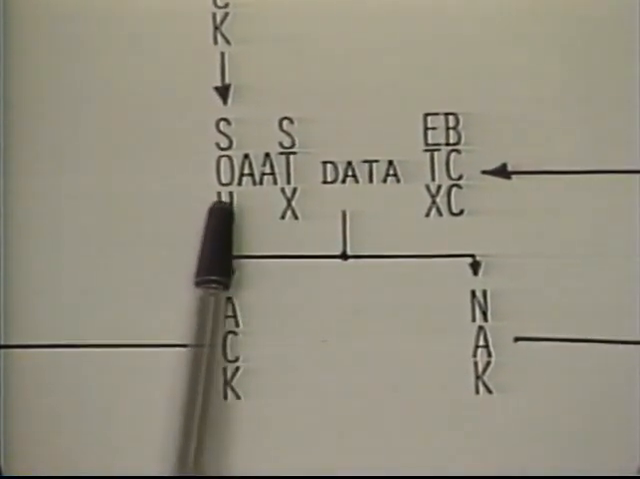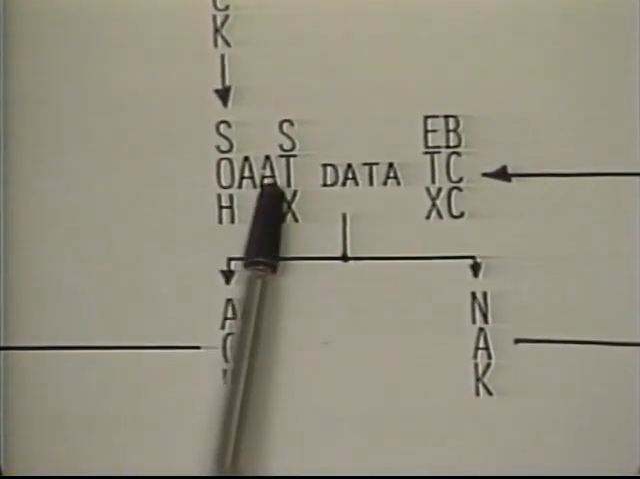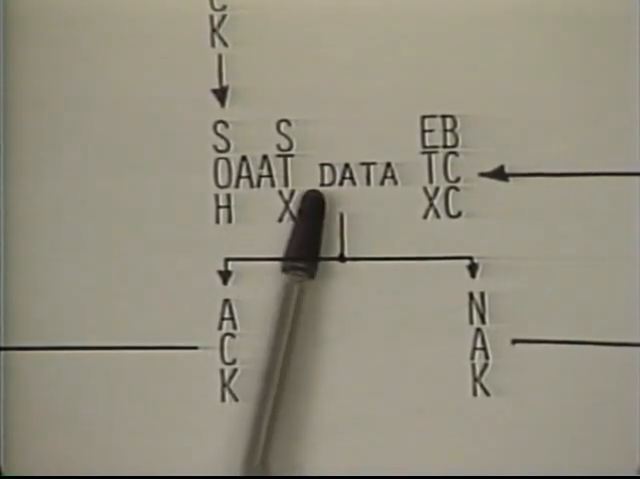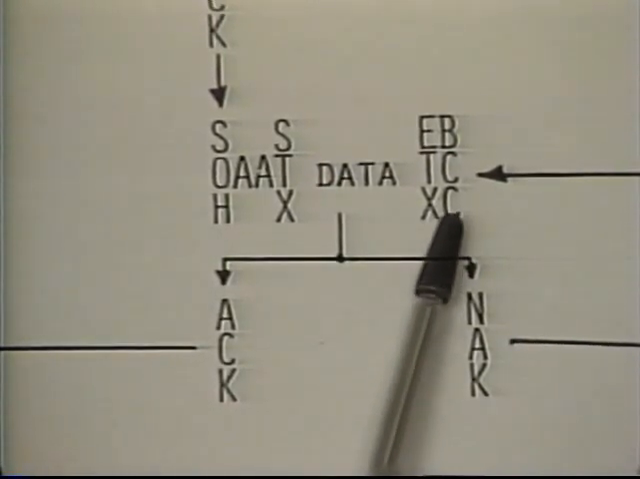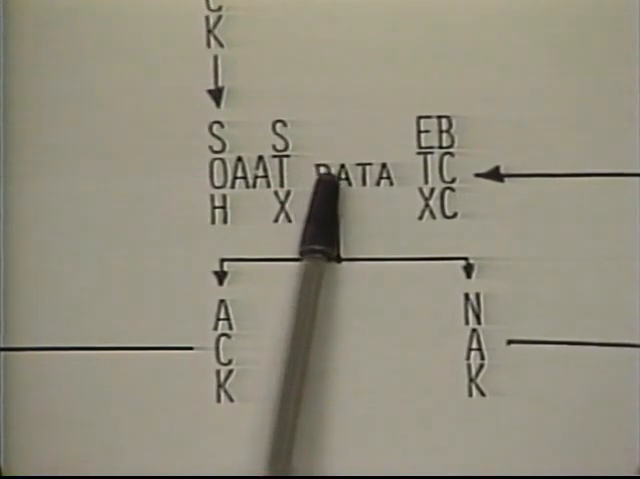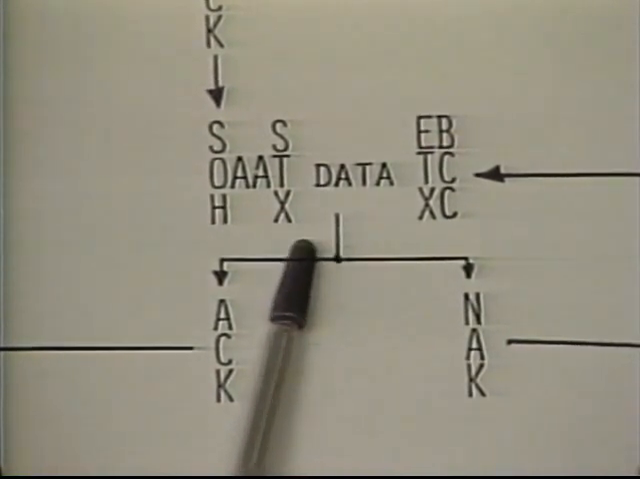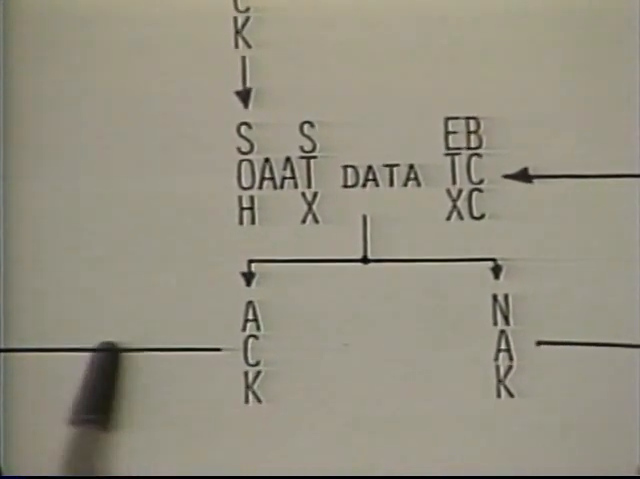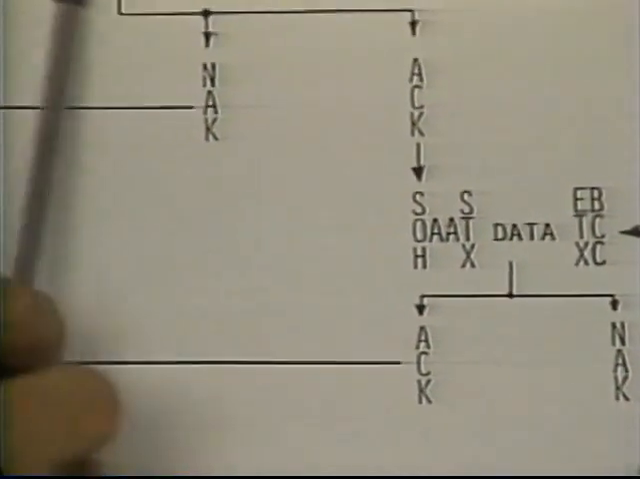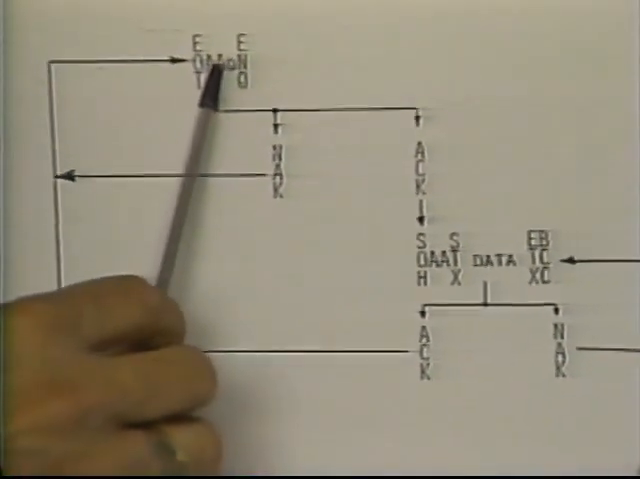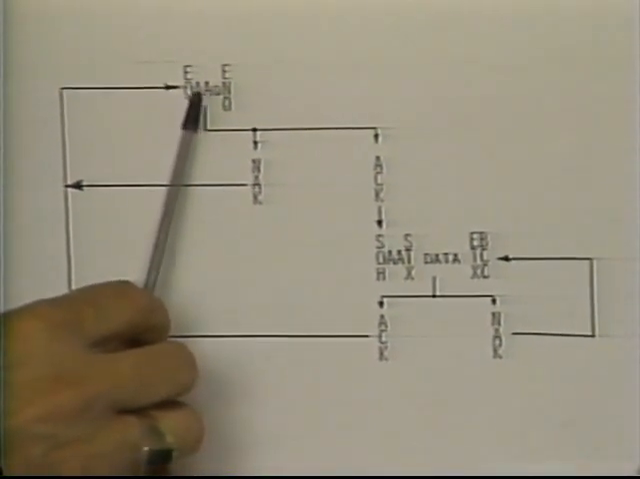And the message is bracketed again: start of header, station address, start of text, data, end of text, and block check. If the data is received correctly at the terminal, it will send an acknowledgement back, and the computer can return to either polling or selecting other stations.